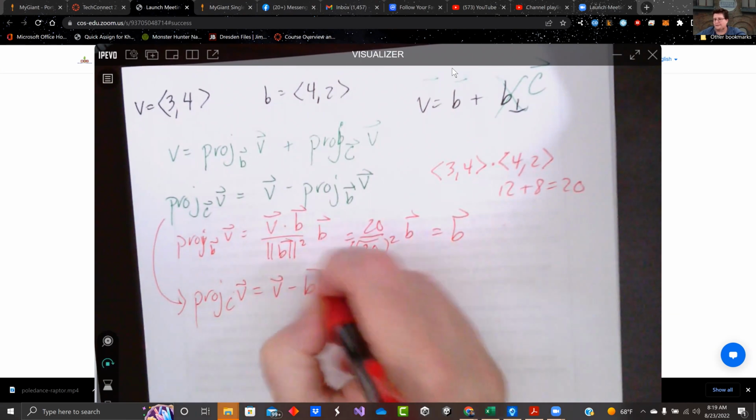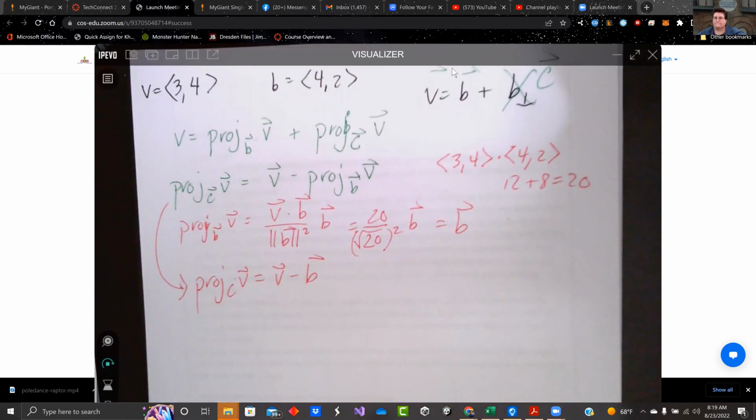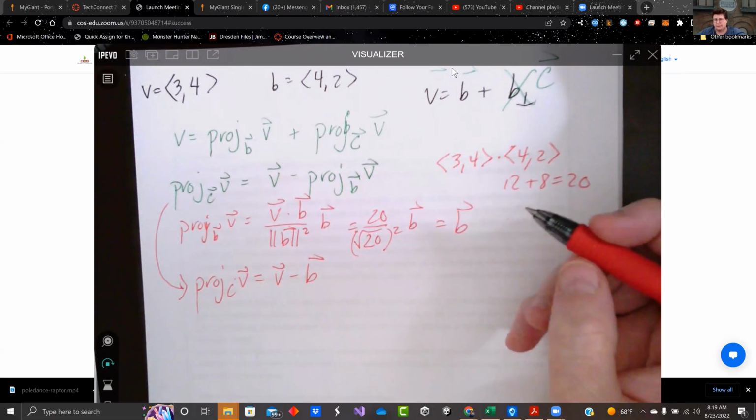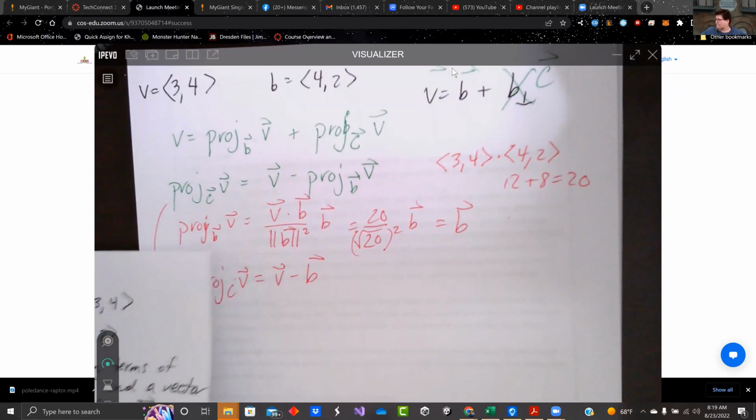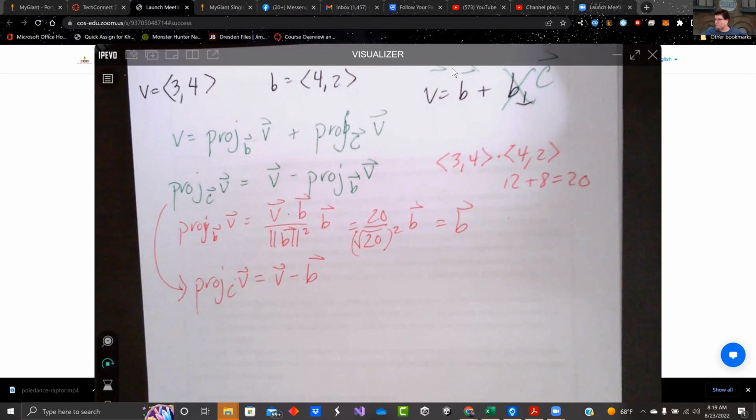So now you're right back to V minus B. So using the projection method still gets the same thing. That was the question, right? Any more?